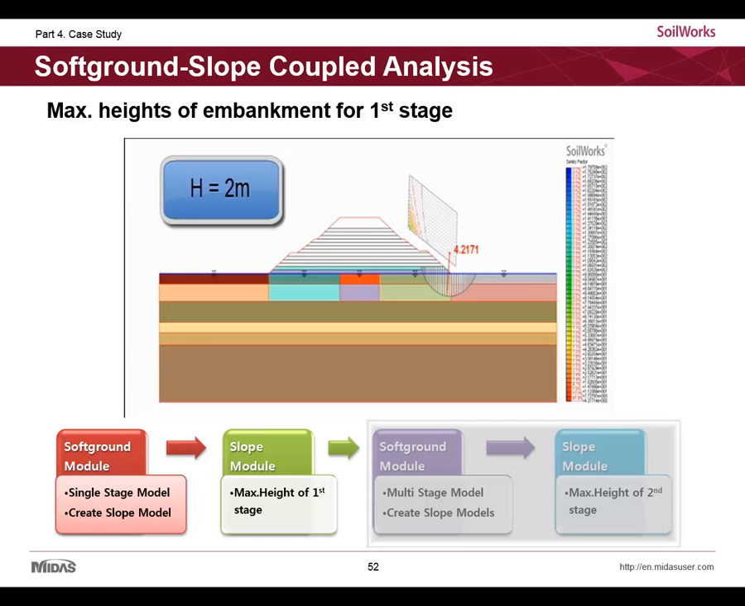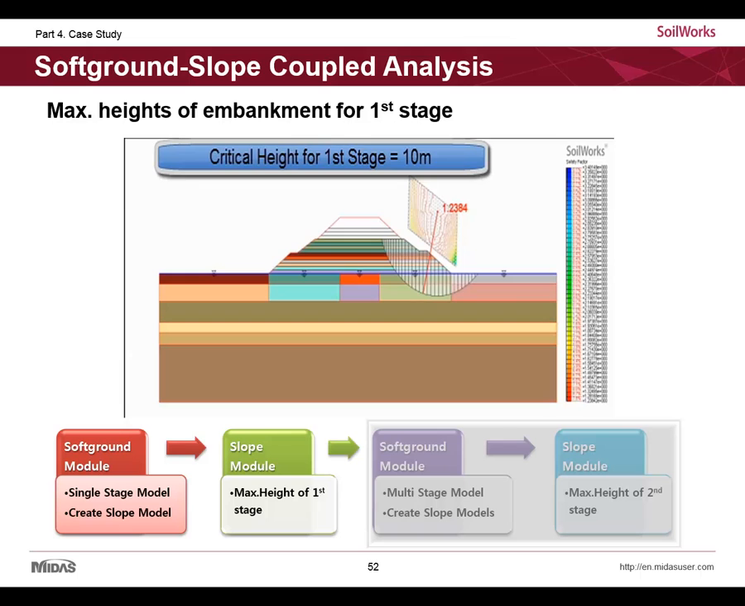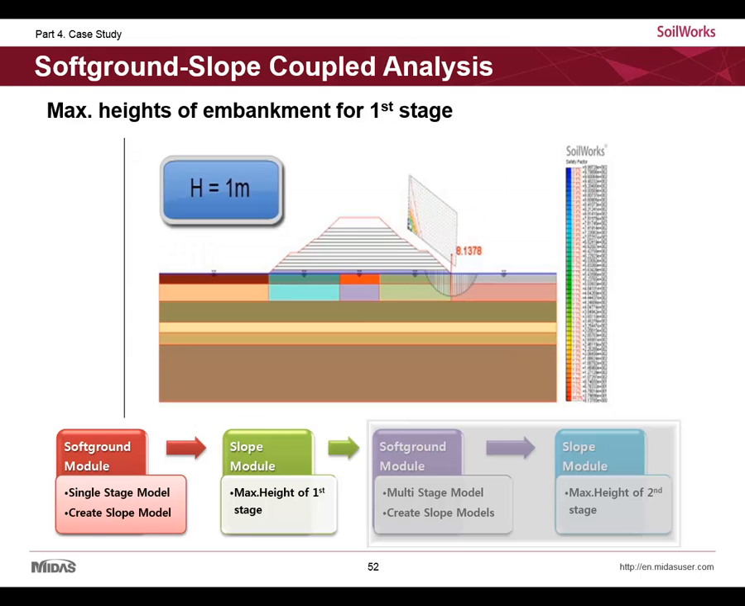So we can compare the analyzed factor of safety with the design criteria, say 1.2 or 1.3. The lower failure criteria is more conservative. From this result, we can make a decision on the critical height for the first stage, at the moment right before the factor of safety is less than the criteria.